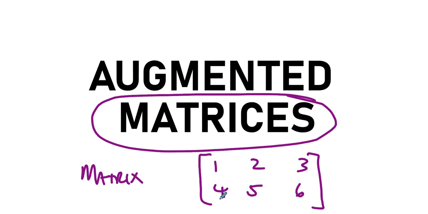So this is what we would call a 2 by 3. There are 2 rows, and there are 3 columns. So this would be called a 2 by 3 matrix. And in this particular lesson, we're interested in augmented matrices because the instant application for us is that we're going to turn a system of equations into an augmented matrix. And here's what we mean.